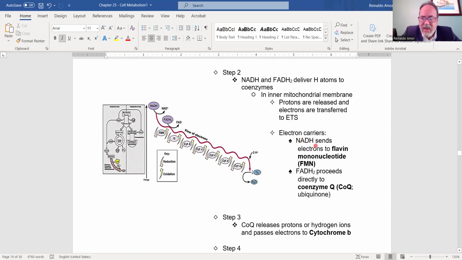NADH is being received by flavin mononucleotide. I'm not going to ask you about FMN. FADH2 proceeds directly to coenzyme Q, or CoQ, or ubiquinone. I'm not going to ask you who's receiving it. But what happens is that when these high energy intermediates arrive there, the electrons are going to be stripped from them.